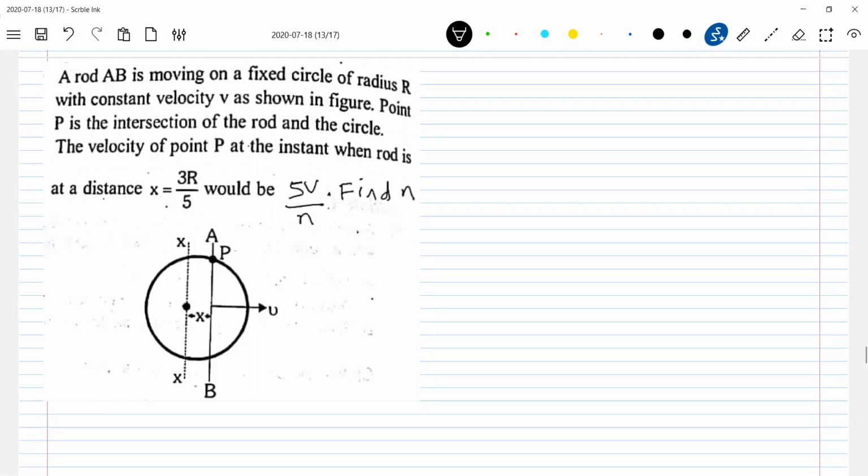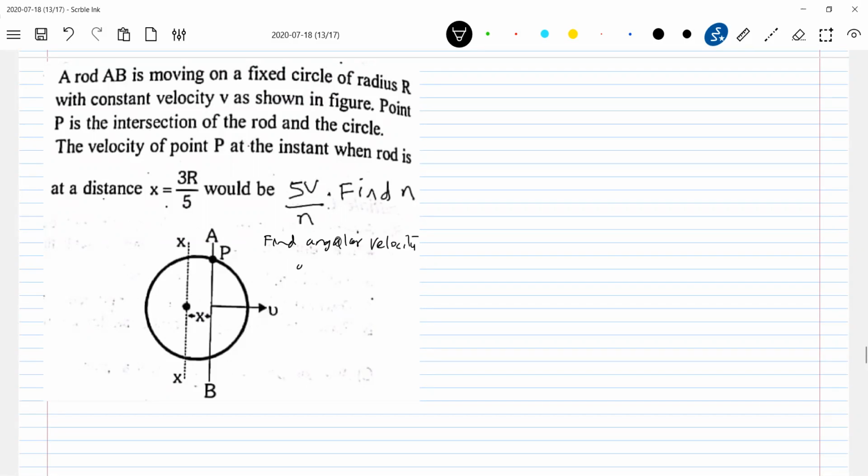P is asking. Read the question. And these are some very good problems I picked up, some very important ones. We can find out the velocity of point P. We can also find out the angular velocity. Find N, also find. Well, I'll bring this also for you.